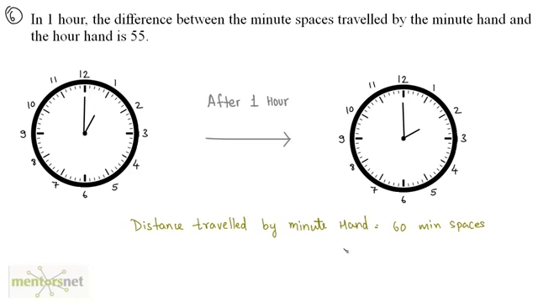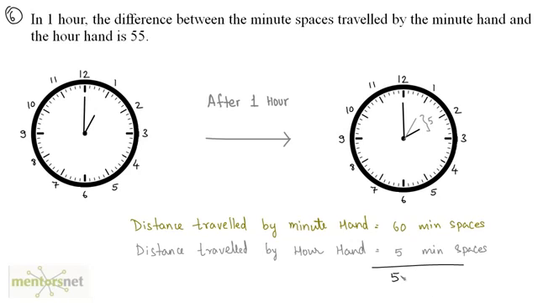Okay, how many minute spaces has the hour hand traveled? Previously the hour hand was pointing towards 1. Now it is pointing towards 2. So it has traveled 5 minute spaces, isn't it? So what is the difference? The difference is 55 minute spaces. And that's what this point is telling us: the distance is 55 minute spaces between the minute hand and the hour hand if the time elapsed is 1 hour. Okay?